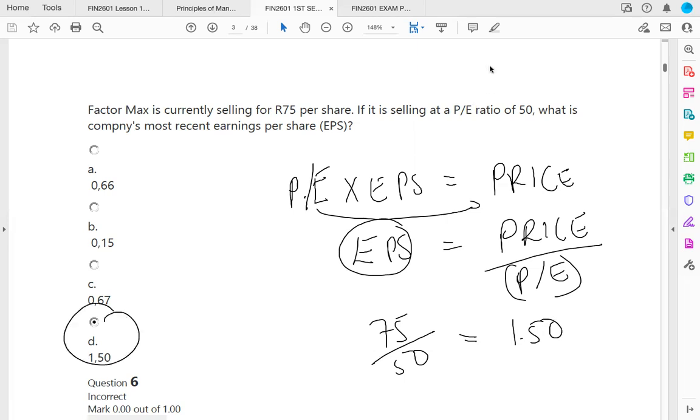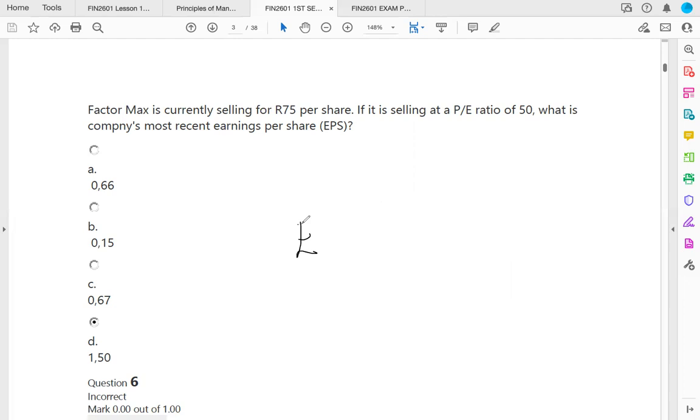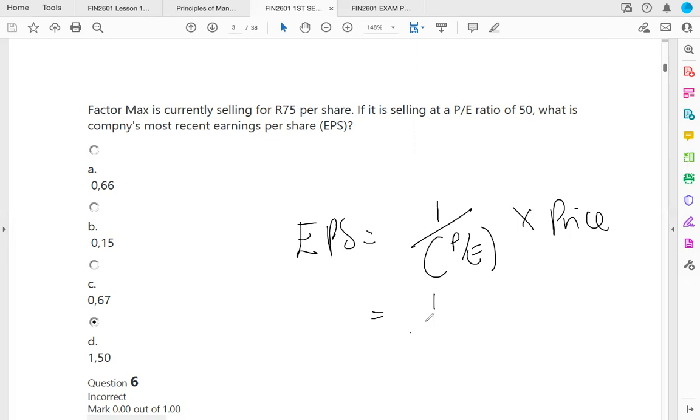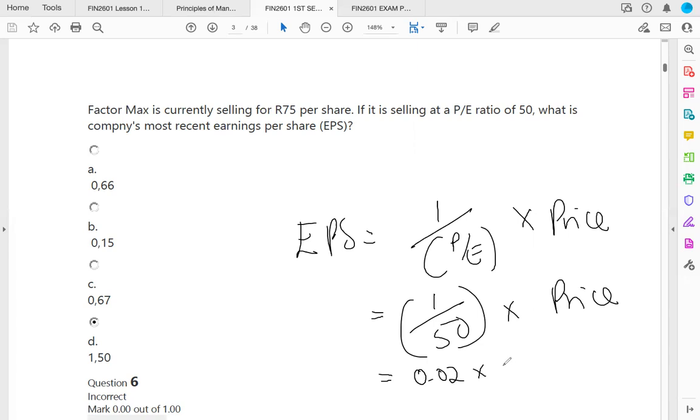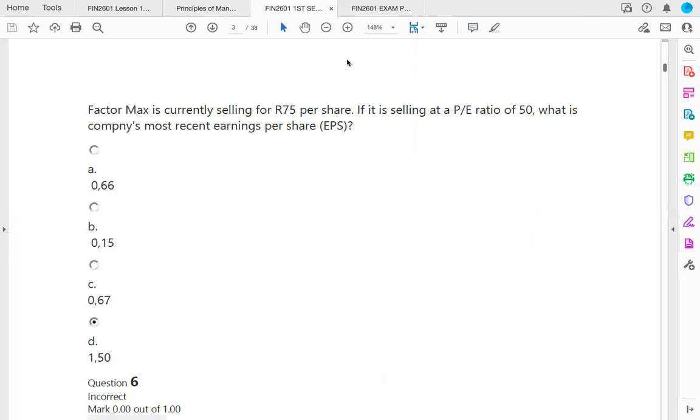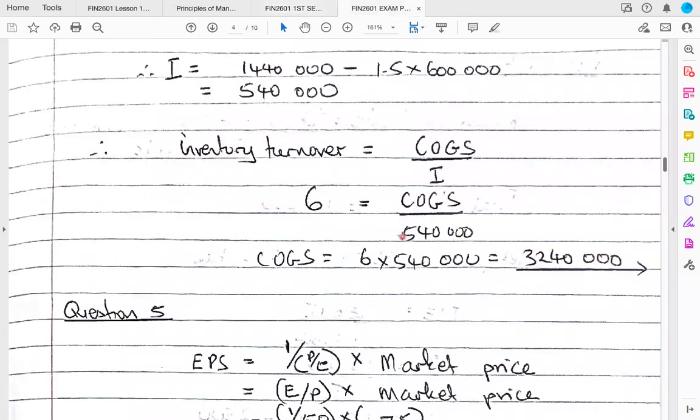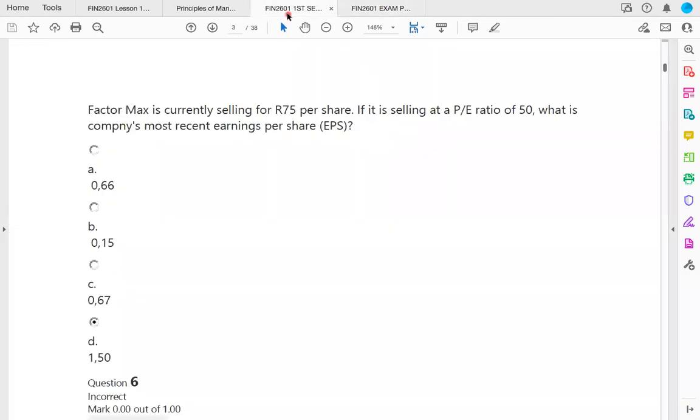And then there's another approach you can use. The other approach is to say the earnings per share is equal to 1 over the price to earnings ratio multiplied by our price, which is 1 over 50 multiplied by our price. And then I think this should be 0.02 multiplied by 75, which should give us 1.5. So those are the 2 approaches you can use. That one is a relatively simple calculation. I used the second approach.